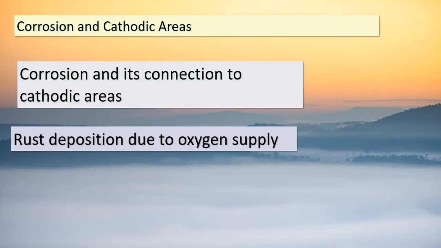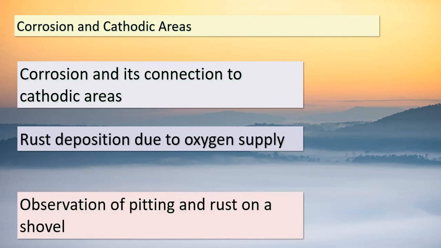Welcome back, students. In today's session, we're delving into a rather interesting phenomenon known as corrosion. Corrosion occurs when metals react with their environment, particularly in the presence of oxygen and moisture. Now, let's focus on cathodic areas. These are regions with ample supplies of oxygen.